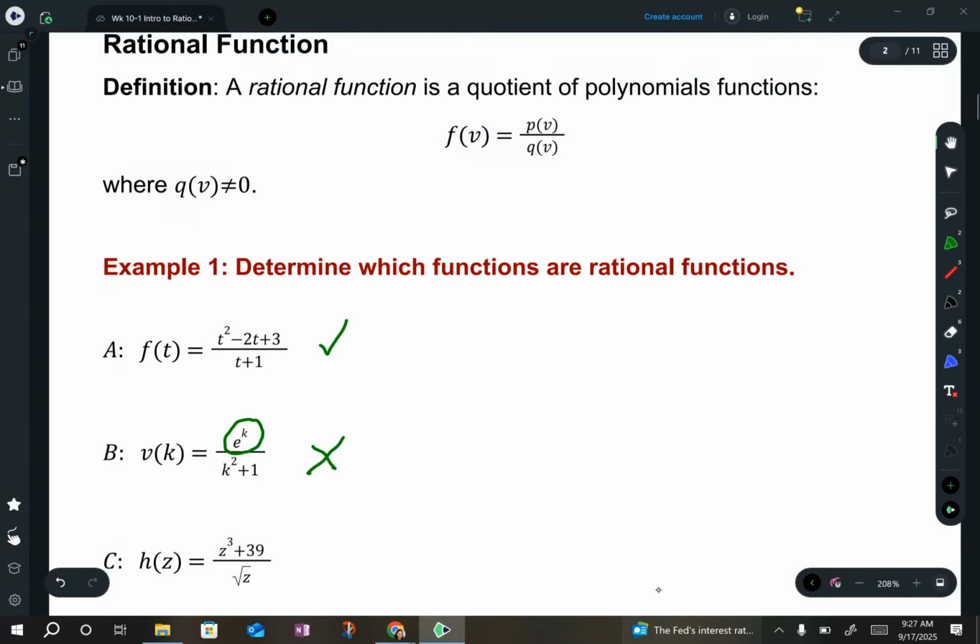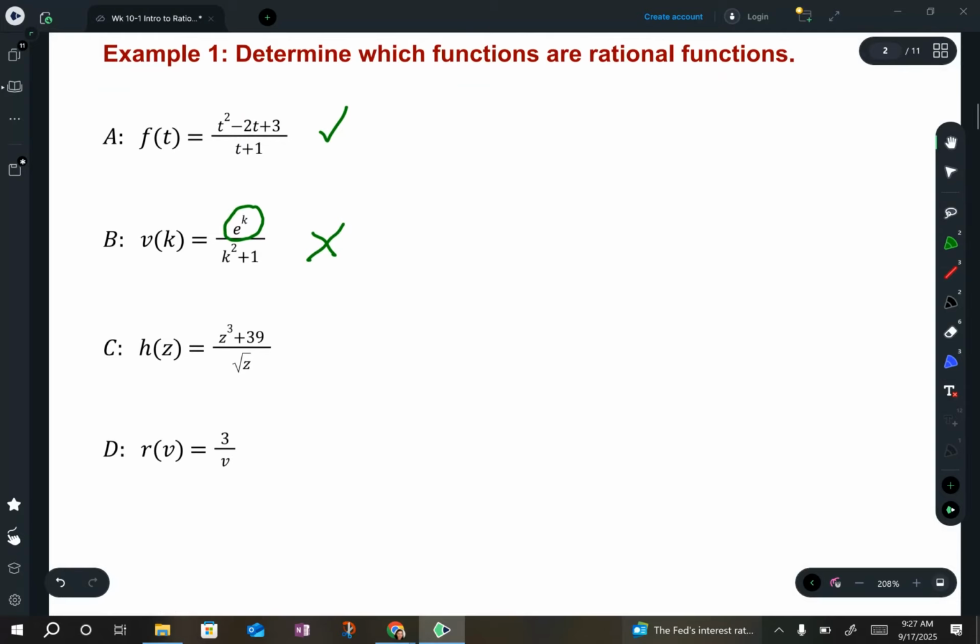Why don't you try C and D real quick and come back. All right, what do you think? Is C a rational function? Definitely not. The denominator is z to the 1/2, or the square root of z. Remember, that is not a polynomial. And D is a polynomial. It's very simple. 3 is a very boring polynomial, and v is also a very boring polynomial, but they both are polynomials. So D is a rational function.